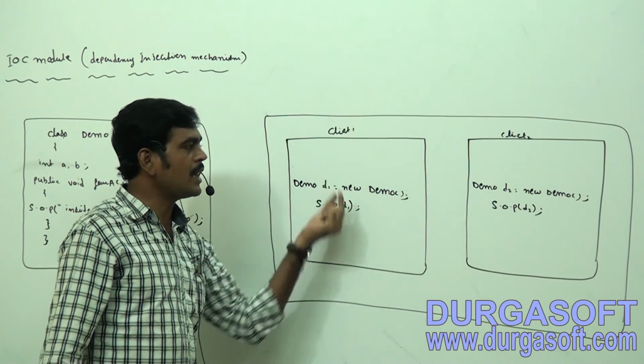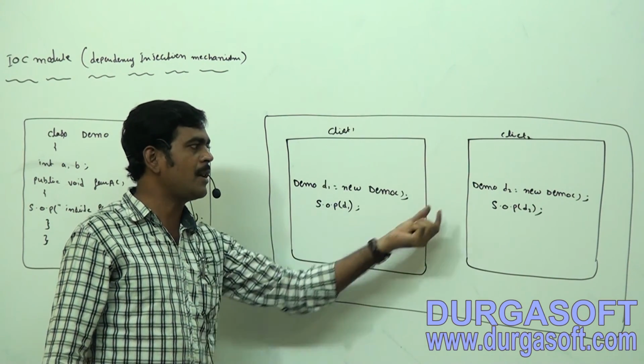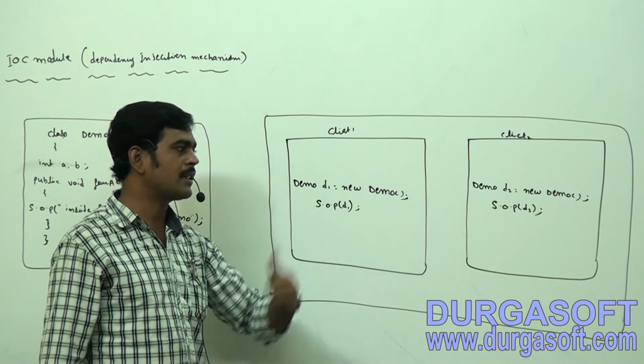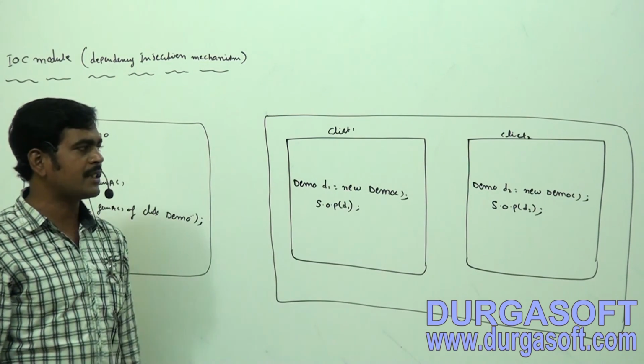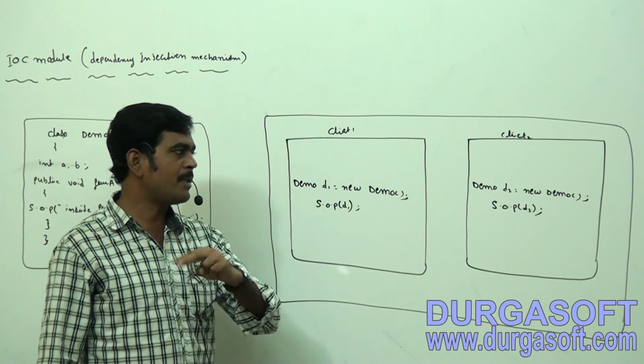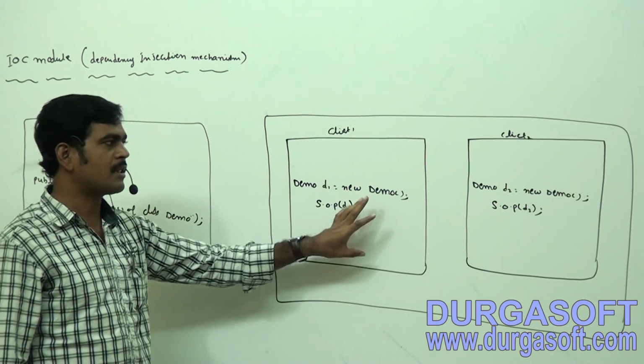This is a single project. Inside the single project, I am creating this class object 2 times like this. Whenever we create like this, how many memory spaces are going to be created here? 2 memory spaces are going to be created for this application.